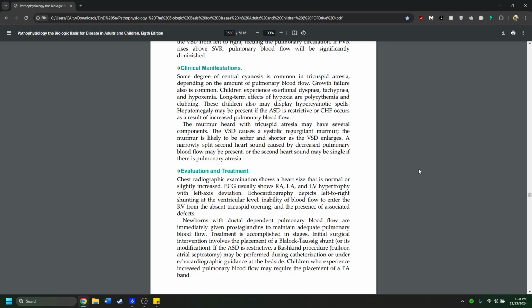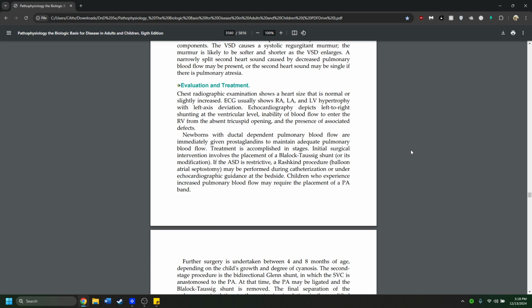So how do we treat and evaluate? Well, a chest radiographic exam shows the heart size is normal or slightly increased. An EKG usually shows right atrial and left ventricular hypertrophy with a left axis deviation. An echo depicts left to right shunting at the ventricular level, an inability of blood flow to enter the right ventricle from the absent tricuspid opening, and the presence of an associated defect. Newborns with ductal-dependent pulmonary blood flow are immediately given prostaglandins to maintain adequate pulmonary blood flow.